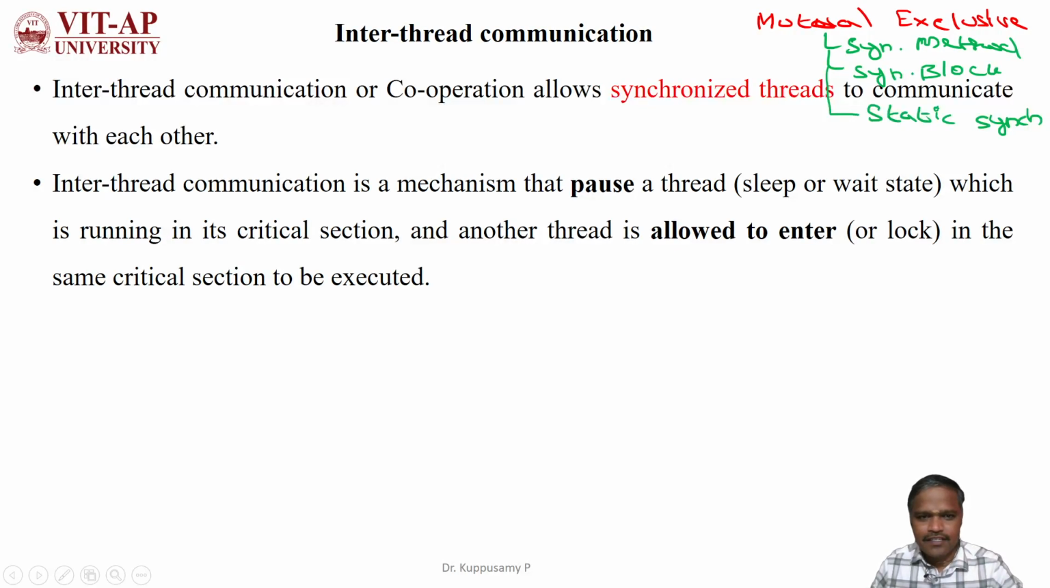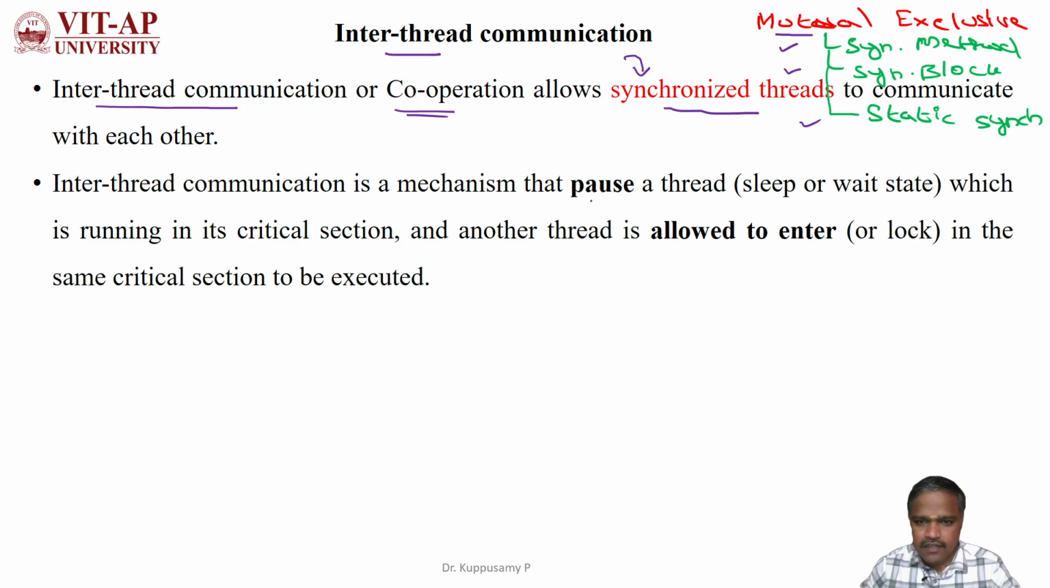Hi, in this session we will see the inter-thread communication approach. In the previous videos we have seen the mutual exclusive control approach to make normal threads into synchronized threads by using a synchronized method, synchronized block, or static synchronized method. Once you transform the normal threads into synchronized threads, we can use the inter-thread communication or cooperation mechanism to make the threads communicate with each other.